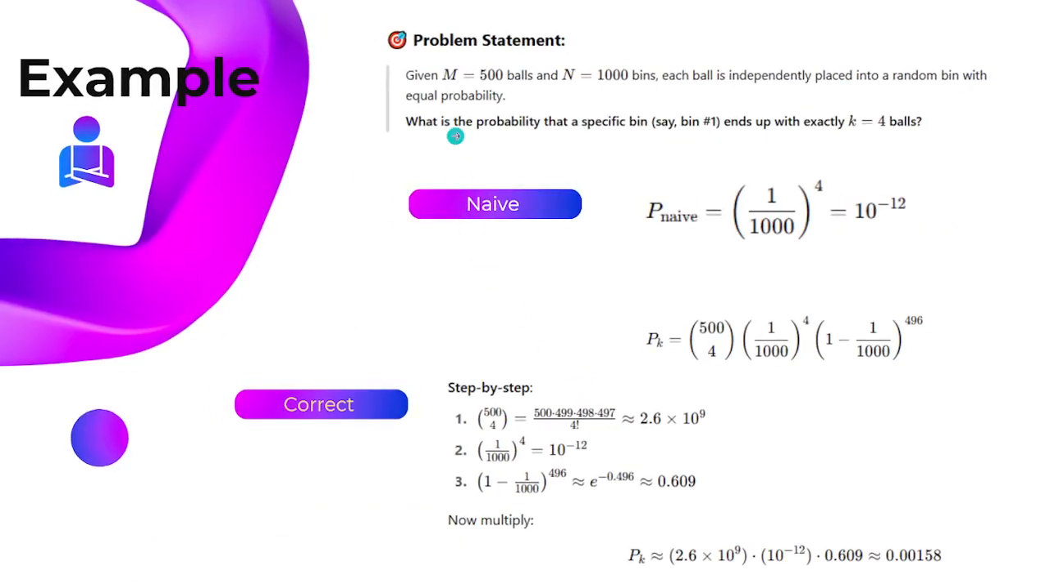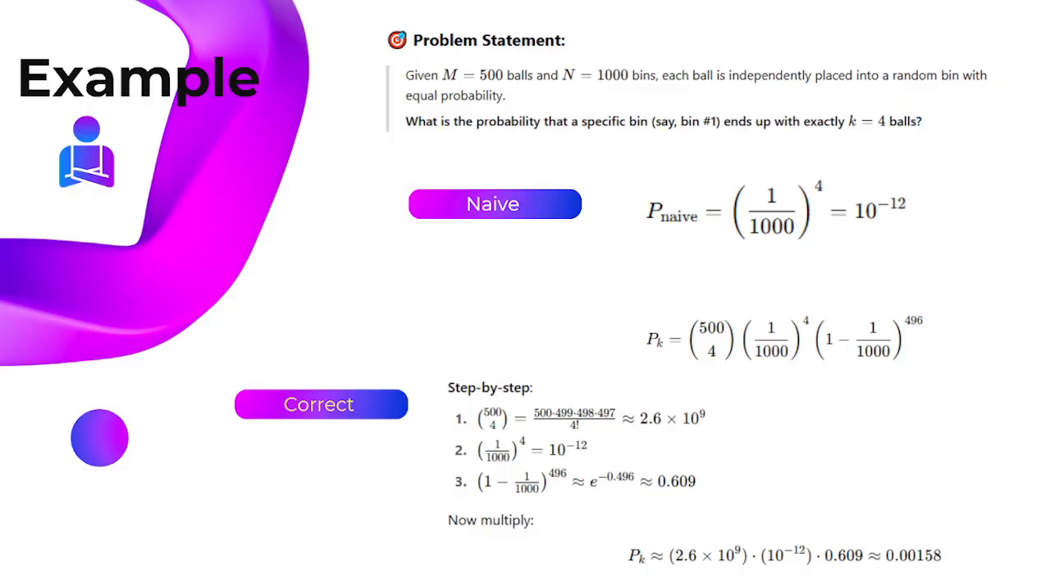So now let's try out an example. If we have 500 balls and 1,000 bins, and each ball is independently thrown into a random bin with equal probability, what is the probability that a specific bin will have 4 balls? So the naive approach might be, you might say, hey, the probability is 1 over 1,000 that a ball might end up in my bin, and 4 of those balls have to hit my bin, so 1 over 1,000 to the power 4, and that is 10 to the minus 12. That's a very small probability that you will end up with 4 balls in the same bin.